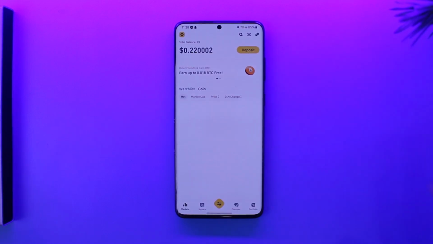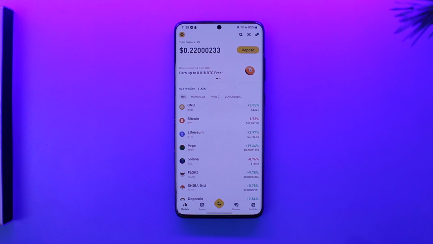So first of all, if you don't know what it is, crypto arbitrage involves exploiting price differences for the same cryptocurrency on different exchanges to make a profit. And here's a general guide to performing arbitrage on Binance.